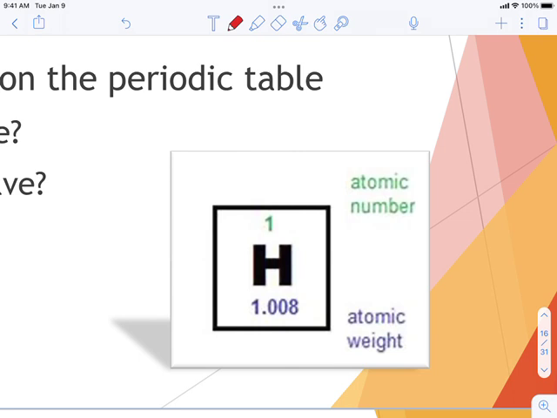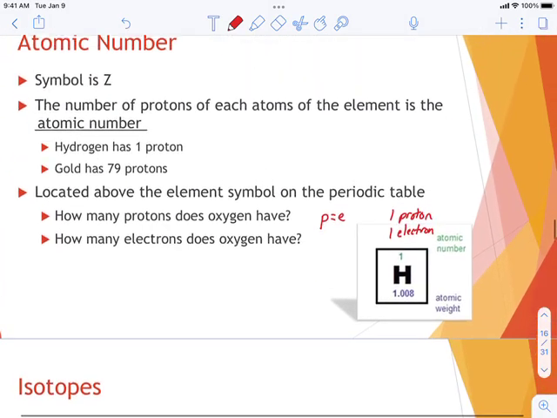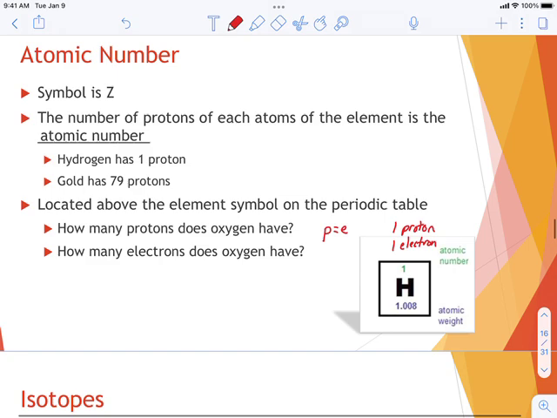We know an atom is chemically neutral, so the number of protons equals the number of electrons. So since hydrogen has 1 proton, and we know in a neutral atom protons equal electrons, we know it also has 1 electron. Gold, just picking another random element, has 79 protons.